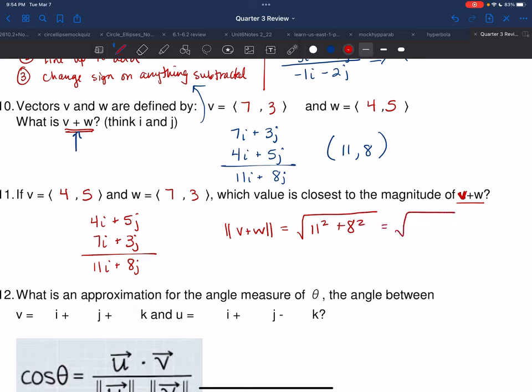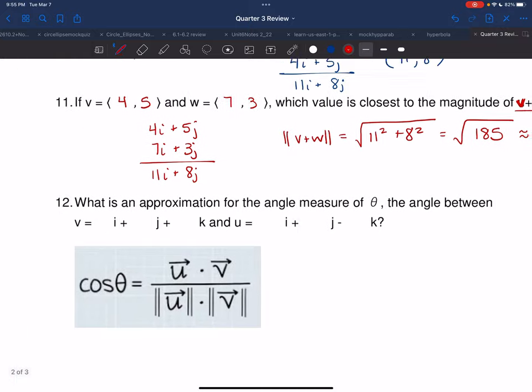So let me go ahead and do that on my calculator. So 11 squared plus 8 squared gives me 185. And the square root of that gives me 13.6. So my magnitude is 13.6, whatever those units are. I hate in math that they don't put units on it. It drives me nuts.